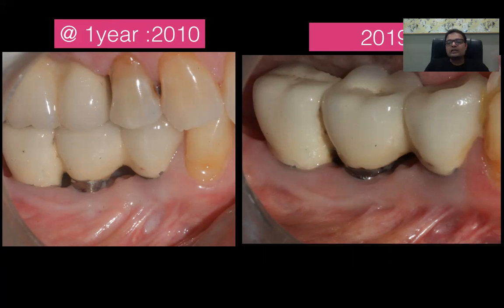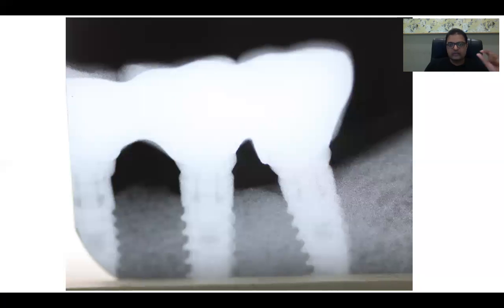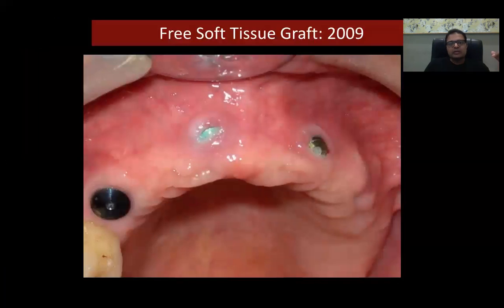And you can see the zone of keratinized tissue has just held up. And that goes to show why it is important to hold a good amount of keratinized tissue around dental implants. It's a key to long-term crestal bone stability. And that's the radiograph of the patient at follow-up. Let's look at the maxilla now.